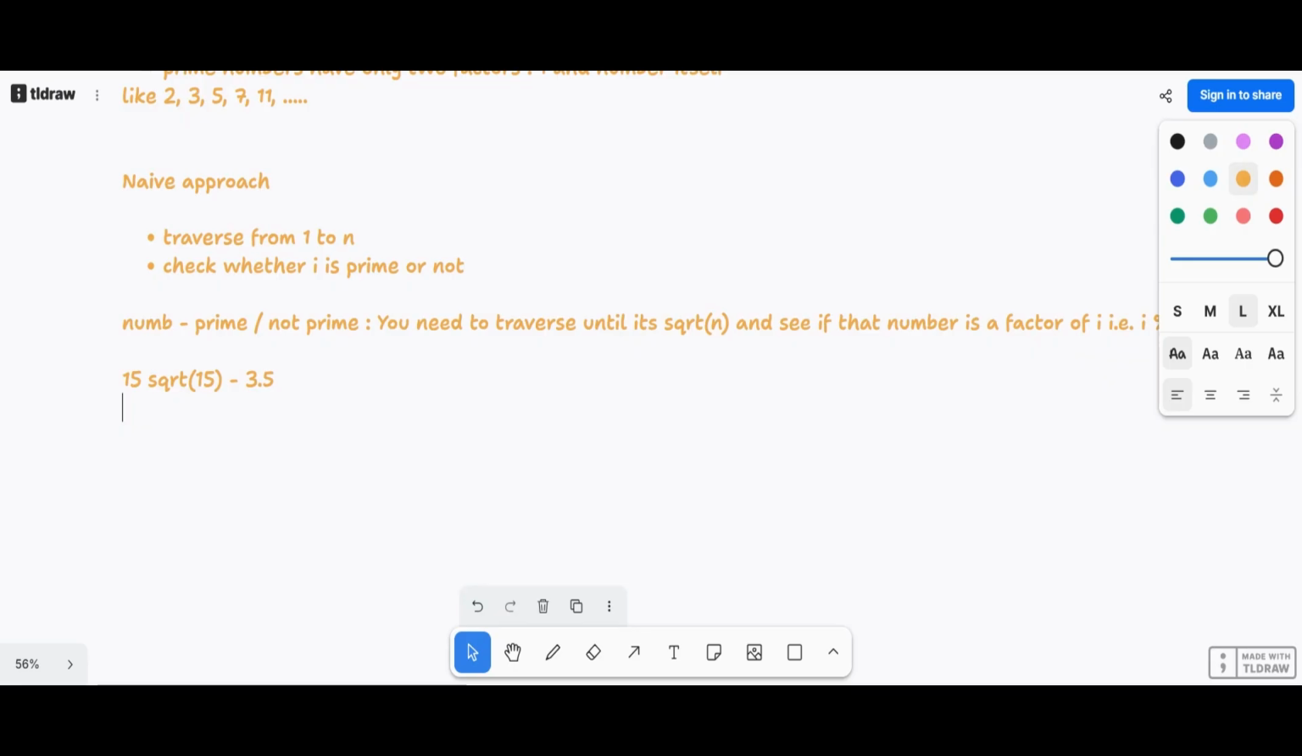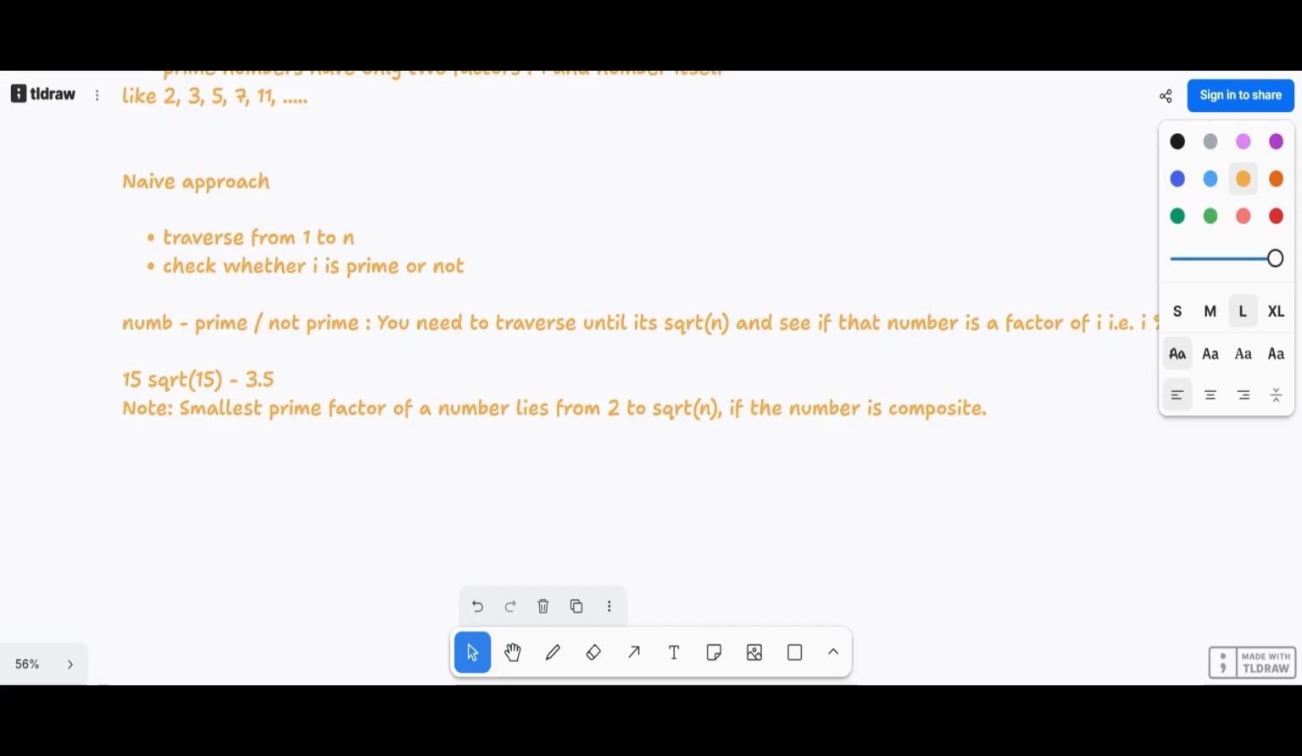So check whether 15 is divisible by 2 and whether 15 is divisible by 3, because always make a note that the smallest prime factor of a number lies from 2 to the square root of n. If the number is composite, only then will you get any prime factor other than 1 and the number itself. That's why I'm saying your smallest prime factor always lies from 2 to the square root of n.